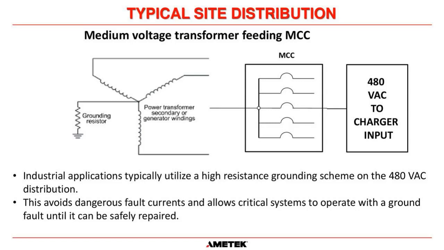Here's the distribution we see typical for a plant environment. We've got a 480 bus with a high resistance grounding scheme. The advantage of the high resistance ground is that if there is a ground fault, it limits fault current, and the critical equipment out there running off this MCC can continue to operate without tripping breakers. Now, of course, if we have a fault on two phases, then we're going to trip breakers. But one fault does not trip a breaker.